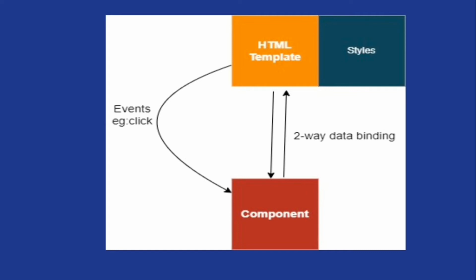Here you can see styles and the HTML template, and the component, which is nothing but a TypeScript file. These three combined make a component. Whenever an event is raised in the HTML, it can be read inside our component TypeScript file, the TS file. Based on that click, we can add logic inside the click method. Similarly, data flow between the HTML and the component is two-way, meaning data can be transferred from HTML to the TS file or from the TS file to HTML. That is the beauty and benefit of Angular's two-way data binding.